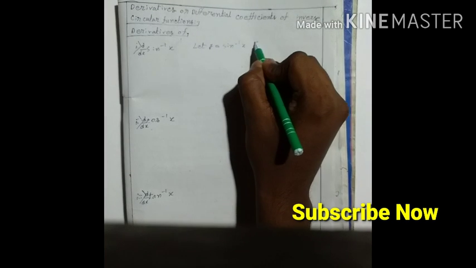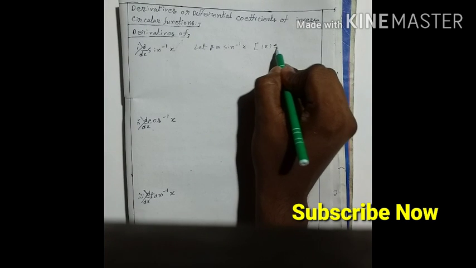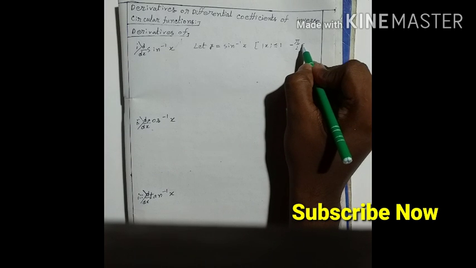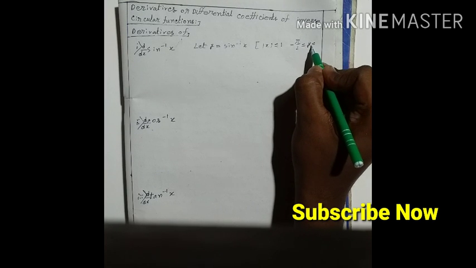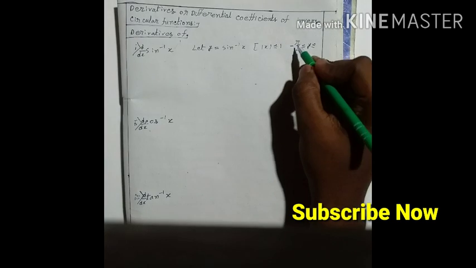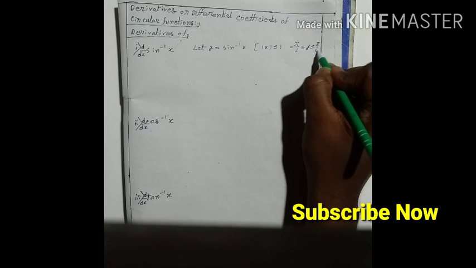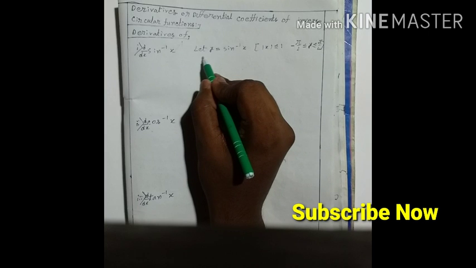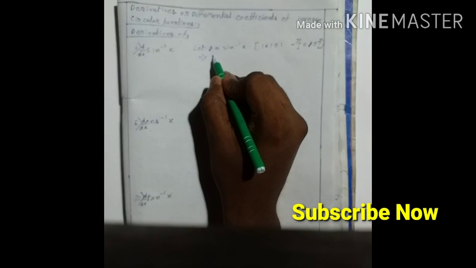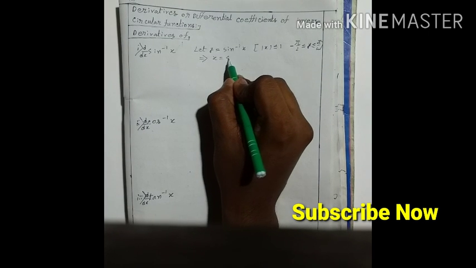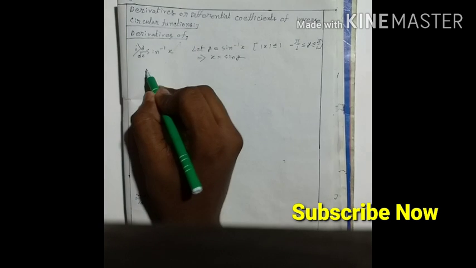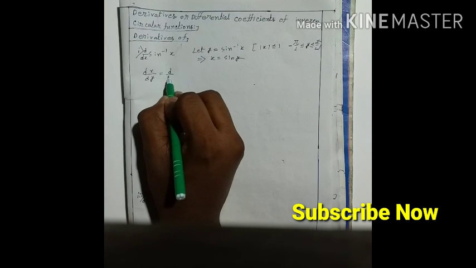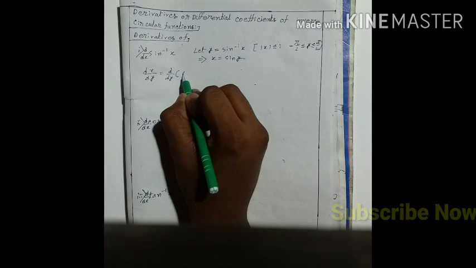Where mod x is always less than or equal to 1, and the value of y, meaning sine inverse x, is between minus pi by 2 and pi by 2. This implies x is equal to sine y, and dx by dy is equal to d by dy of sine y.